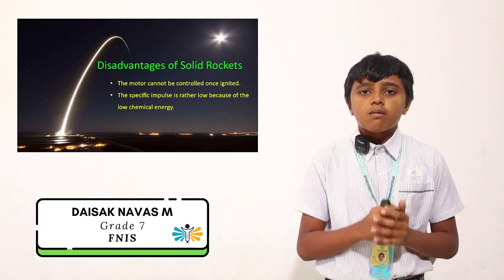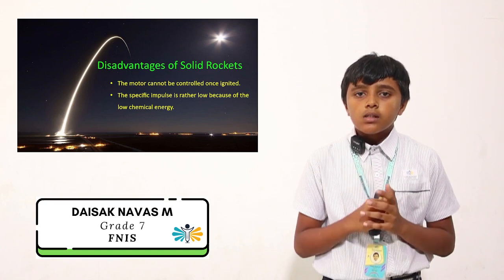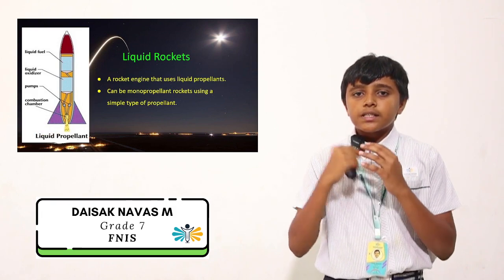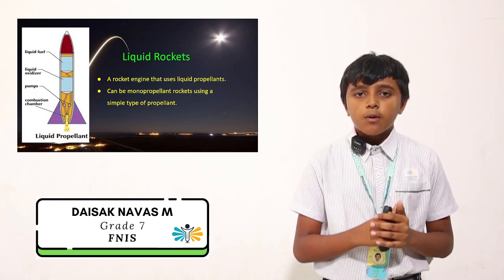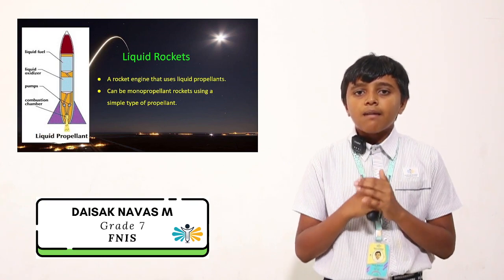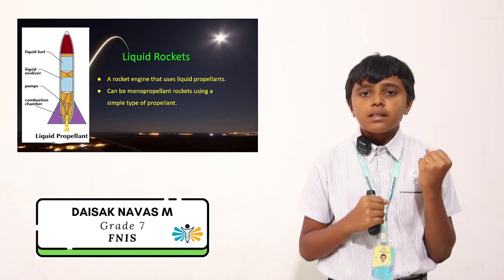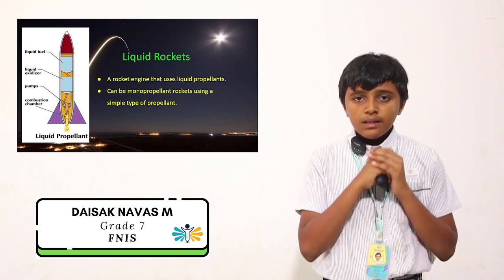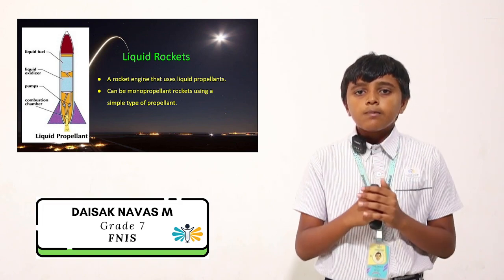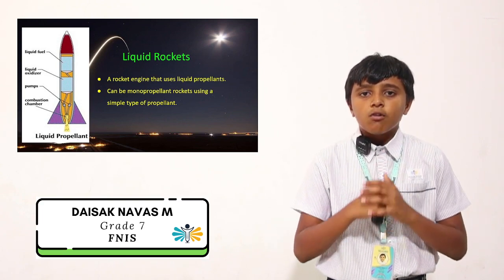Now we will see about liquid rockets. Liquid rockets or liquid propellant rockets are rockets with a rocket engine that uses liquid propellants. They can also be monopropellant rockets using a simple type of propellant. Gaseous propellants may also be used, but they have a difficulty with common pumping methods and have a low density. Liquids are desirable because they have a reasonably high density and high specific impulse. This allows the volume of the propellant tanks to be relatively low. The liquid propellants are usually pushed into the combustion chamber using a lightweight centrifugal turbo pump.